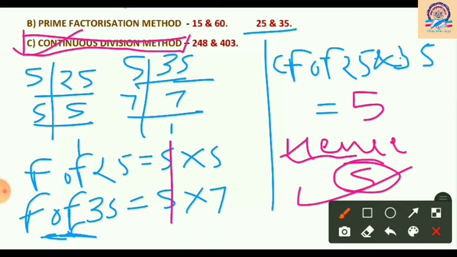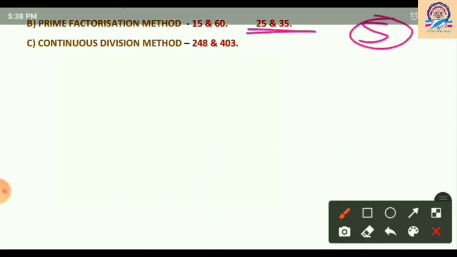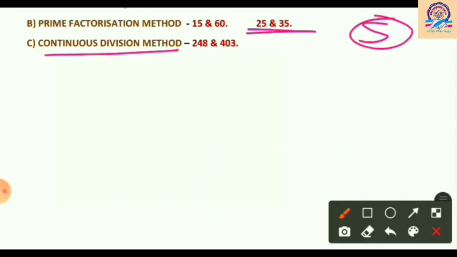How it works, let's know. Once again we will use the numbers 25 and 35. Its HCF was 5, remember it. So using the continuous division method, we will find the HCF. So how will we use this method? First, in 25 and 35 you can check that the bigger number is 35.